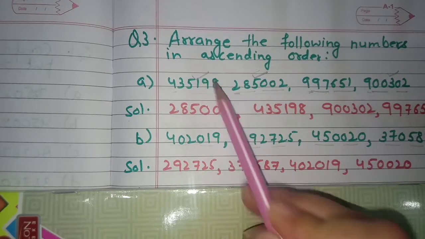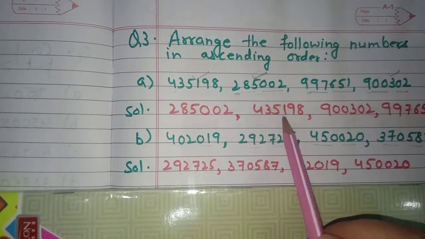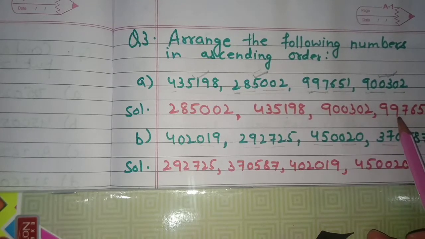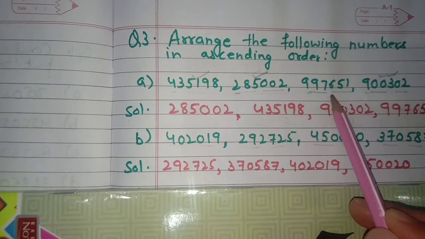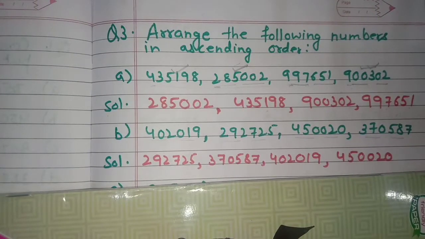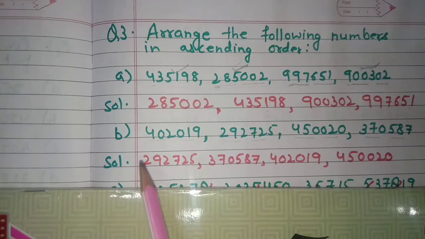Then 4,35,198. And after that 9,302 and at last 9,97,651. Now similarly we will do the next part, that is part B.